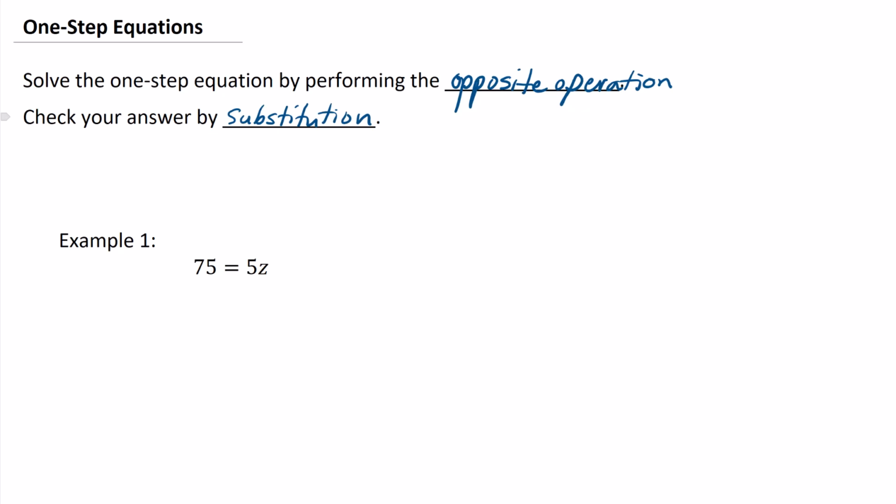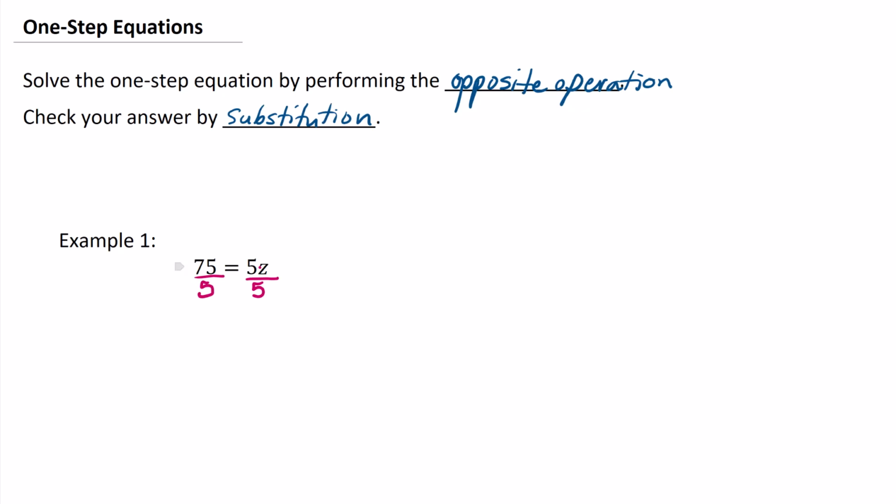So the first example we have is 75 equals 5z. We need to solve for z. We have an implied multiplication between the 5 and the z, so this is a multiplication process. We need to isolate the variable we're solving for by doing the opposite operation. So we're going to divide both sides by 5, which is the opposite of multiplying by 5.